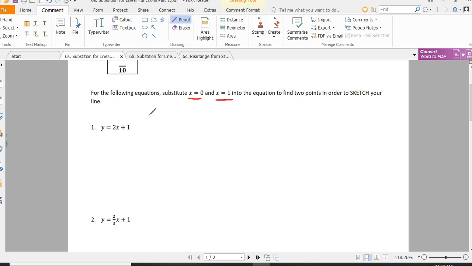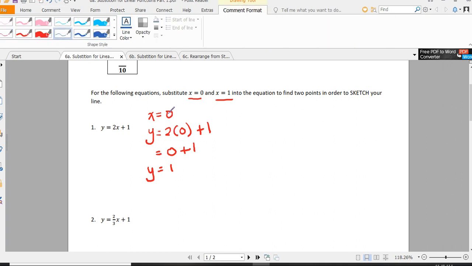So first off, if x equals 0, let's see what our y value would be. y equals 2 times 0 instead of x, plus 1. And that would equal 2 times 0 is 0, plus 1, which would equal just 1. So y equals 1. So what is my coordinate then? My coordinate is x is 0, y is 1. Okay? Now what's my other point?